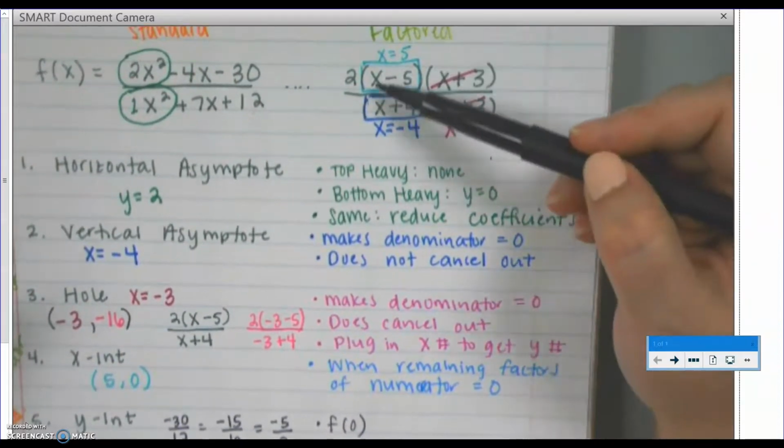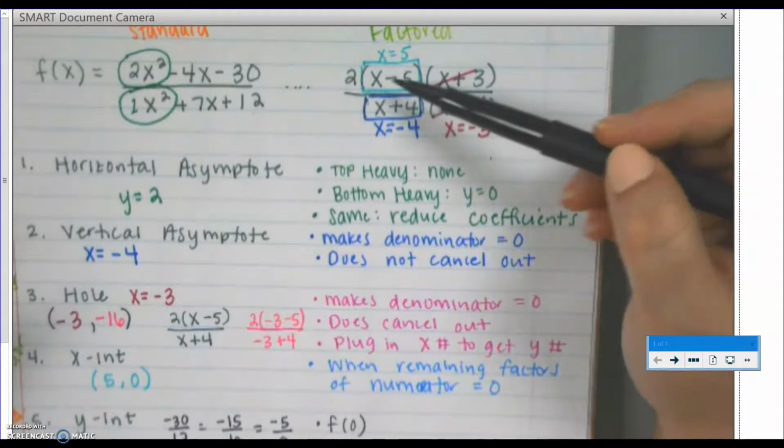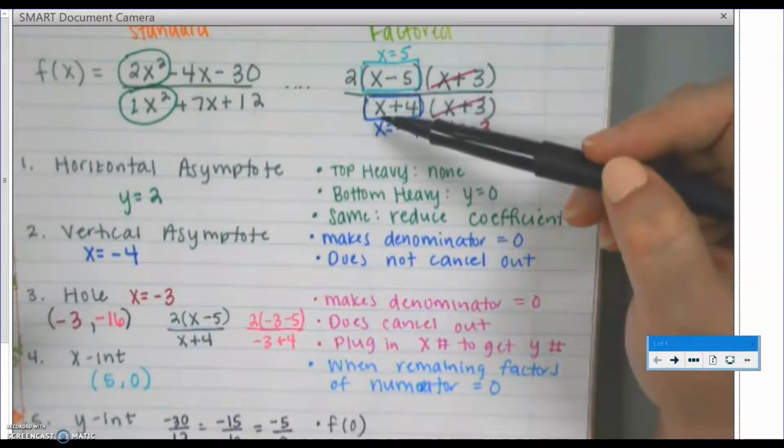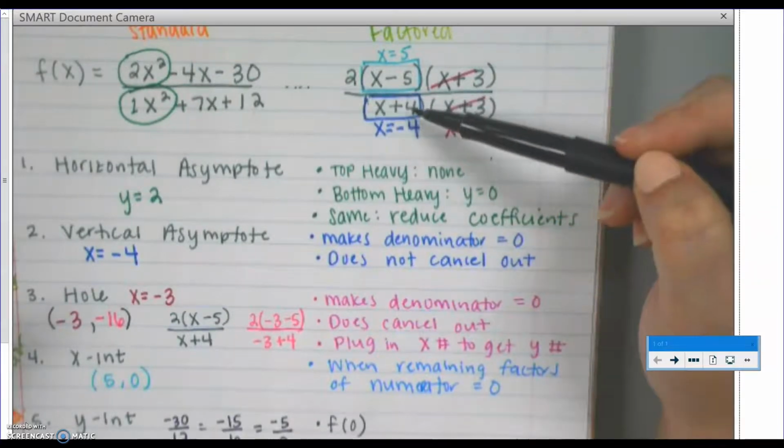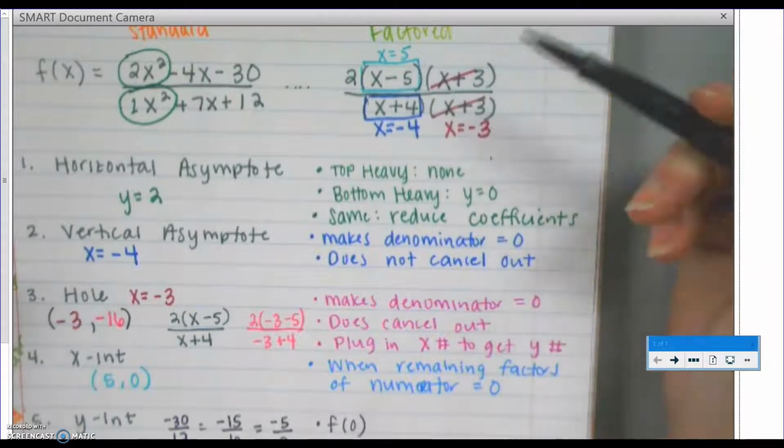So if you plug 0 into this, that would be -5 times 2 is -10. If you plug 0 into this, that would be 4. And then you could reduce that and it would be the same.